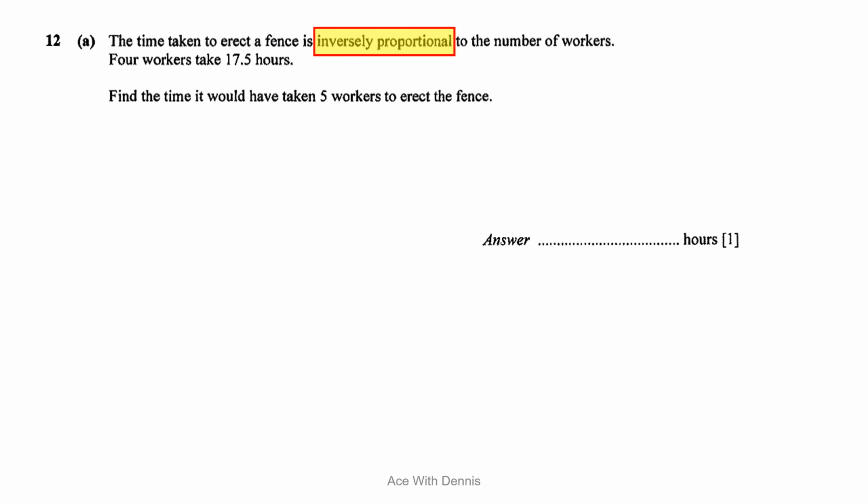So this is inverse proportion case. So 4 workers is to 17.5 hours. 5 workers is to x hours. Then we form the equation 5x equals 4 times 17.5. Since this is an inversely proportional case, then we solve this equation. X equals 4 times 17.5 divided by 5, which is 14 hours. Hence, 14 is the final answer.